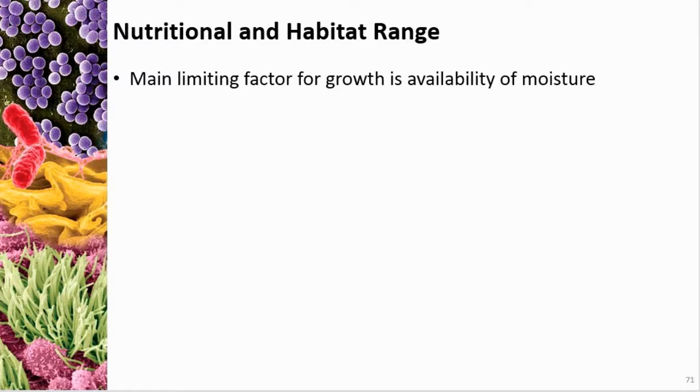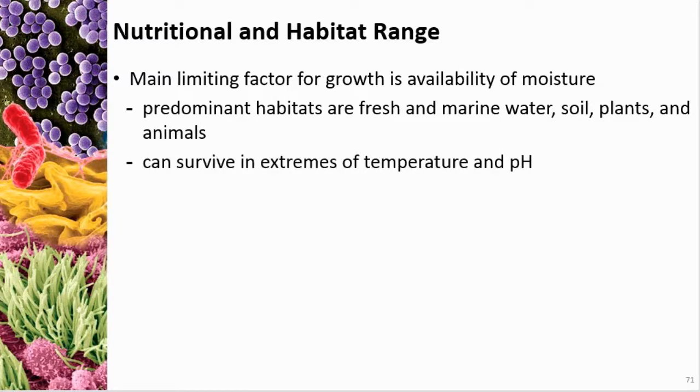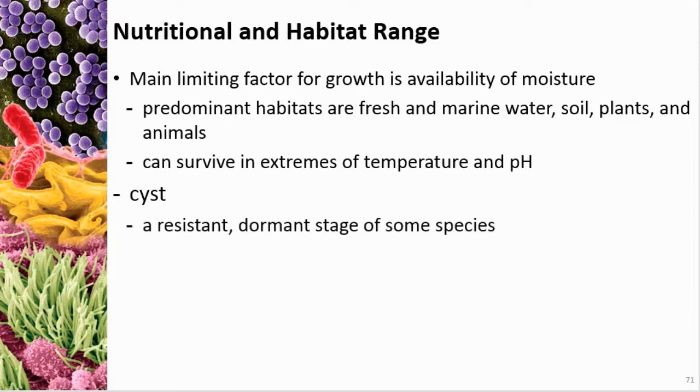So the main limiting factor for them growing is the availability of moisture. They pretty much all have to have a wet environment, but it can be anything from salt water to moist soil to plants inside of animals, even maybe on animals, and so forth. Some of them can survive in very extreme temperatures and very extreme pH levels. Some of these can create a cyst, and a cyst is really similar to a spore. Certainly, you can compare the two. So it's the resistant, dormant stage of the species, just like the spore was.